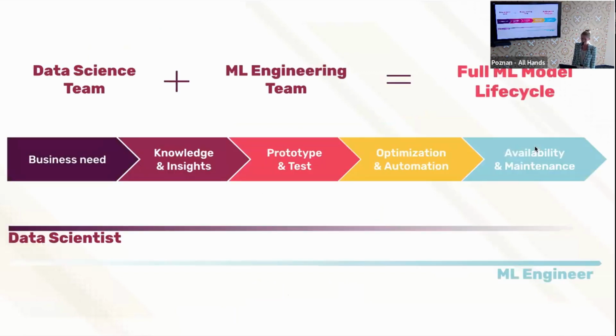scope of today's presentation. I also would like to make sure we all understand what we mean by data science and ML engineering here at Fandom. So we have two teams that together form the full ML model life cycle. And we have this theoretical diagram that states that the ML model starts from a business need. It goes through knowledge, insights, prototyping, optimization, up until availability on production. And what a data scientist does is focus mostly on the left-hand side, and the engagement slowly fades out as we reach availability and maintenance. And for the ML engineer it is the contrary. So we're focusing on the right-hand side.